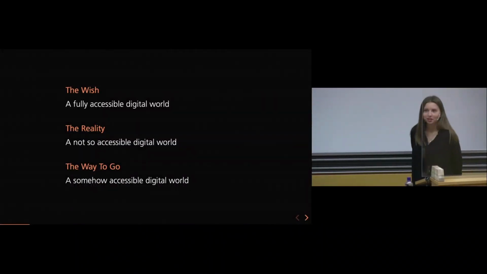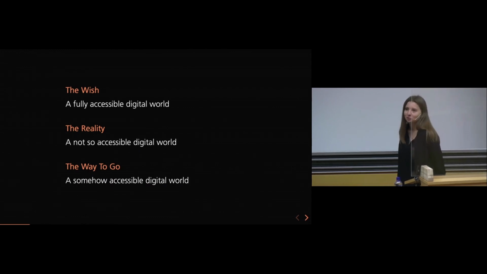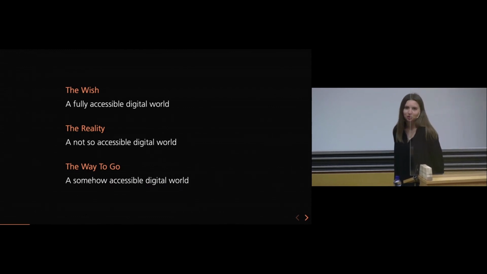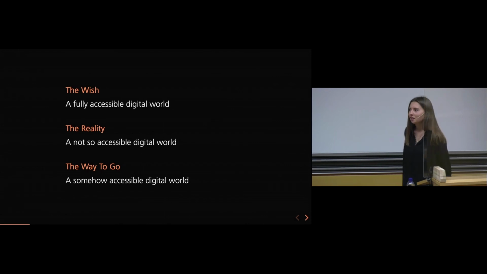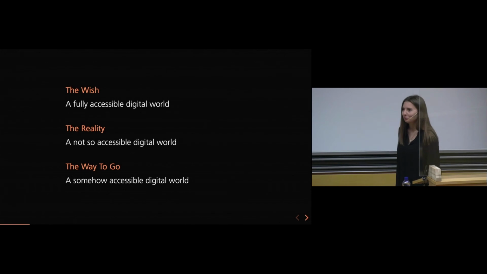Okay, so this is a quick overview of what I'm going to tell you today. First I will talk about the wish. So I think we all would like to see a world where everyone can access the digital world and would not have any problems. But then I will show you the reality, a not so accessible world right now. And there, Werner will give you a demo as well, so that you see what the reality is right now. And then the way to go. How can we make it a somehow accessible world, or at best, go to the wish and have a fully accessible world?